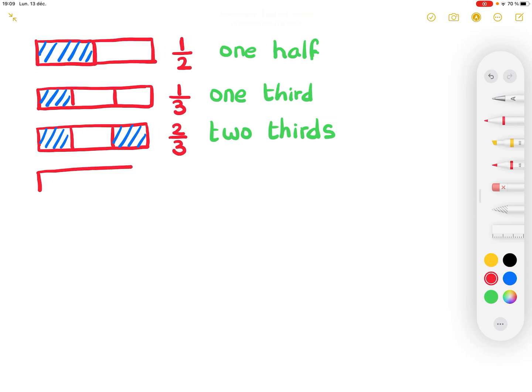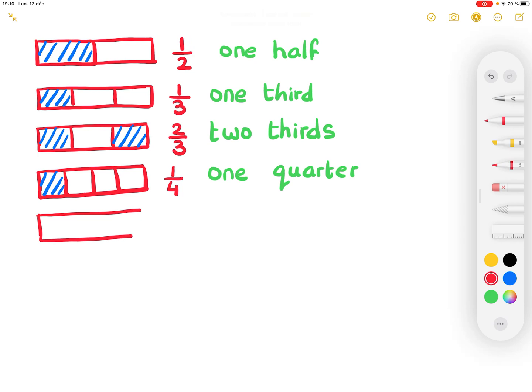Now I draw the same rectangle. I divide it into four parts. I shade one part. So I have 1/4, which is called 1/4.